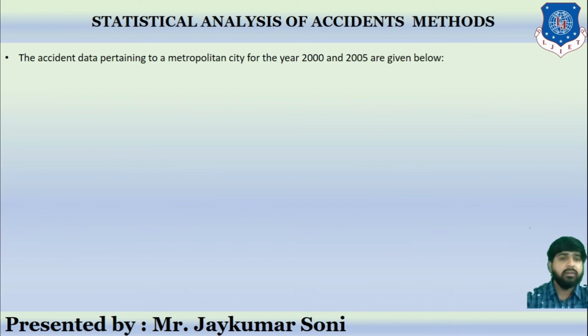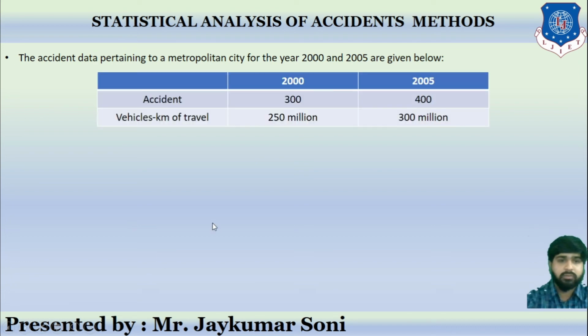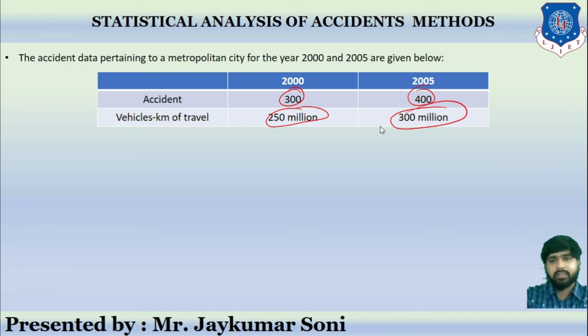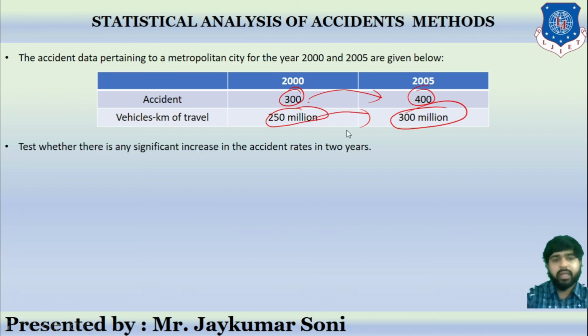Let us understand the particular thing with the help of an example, that the accident data pertaining to a metropolitan city for the years 2000 and 2005 are below. See, in the year 2000, 300 accidents were there. This is the vehicle kilometer travel. And 2005, 400. You can see there is an increase in accidents and an increase in vehicle kilometers of travel. Now we have to test whether this is a significant increase in these two years or not.